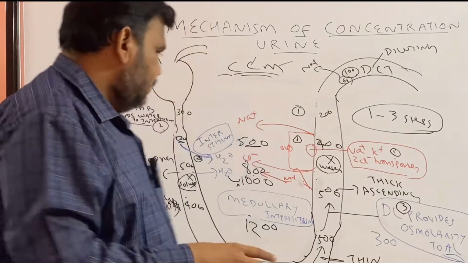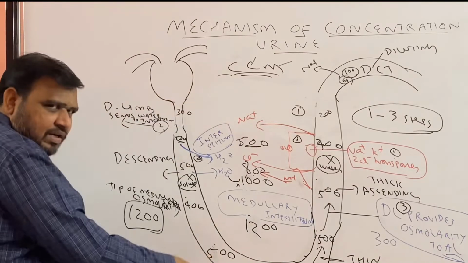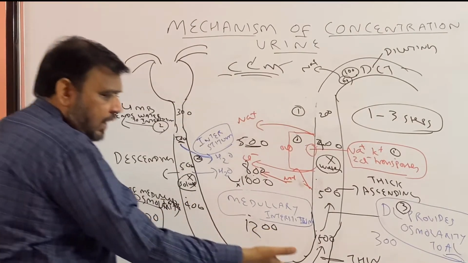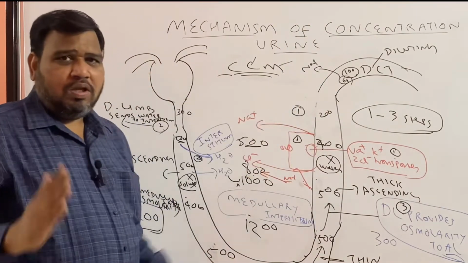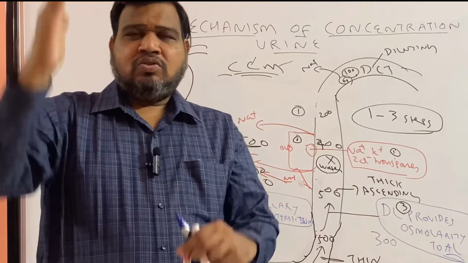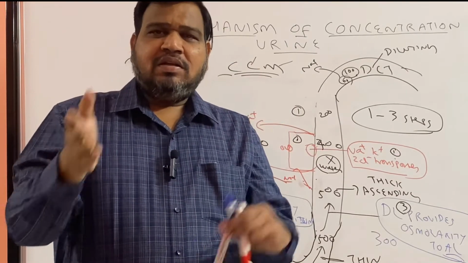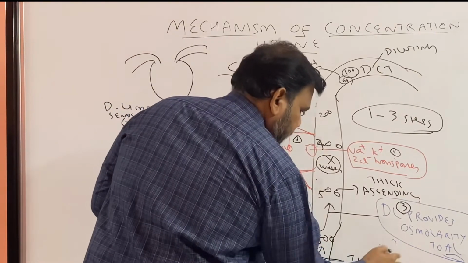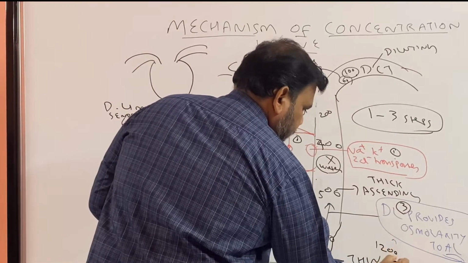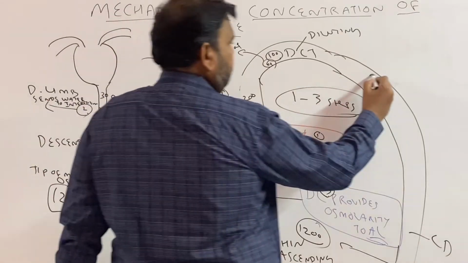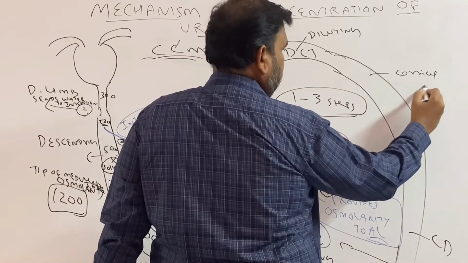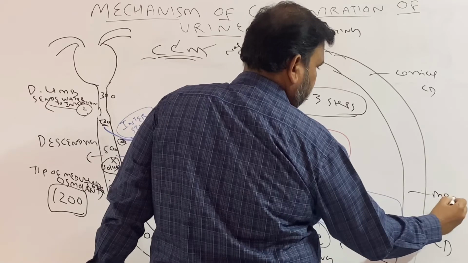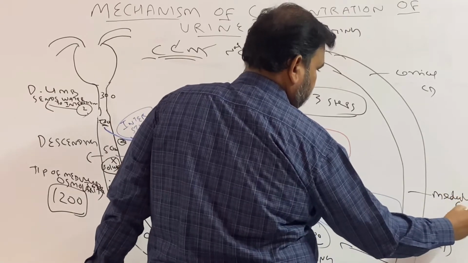Current: one is flowing in the downward direction, the descending limb of the loop of Henle. Another is flowing in the upward direction, the ascending limb. So they both are going in opposite directions, so countercurrent. Multiplier is because from 300 it has reached 1200. So here also now, not 300, it will be 1200. This is the cortical collecting duct. This is the medullary collecting duct.